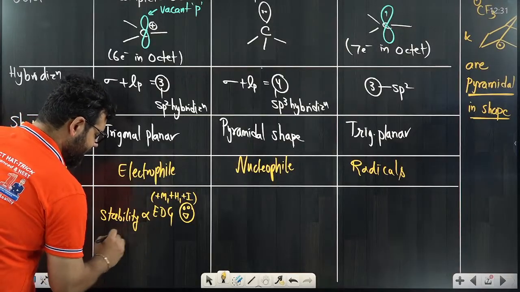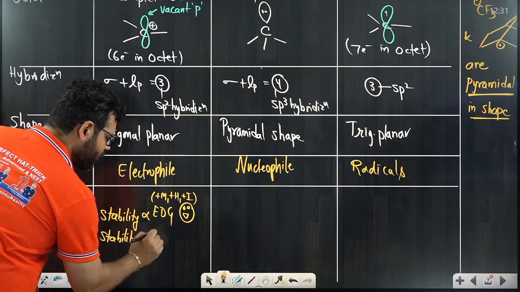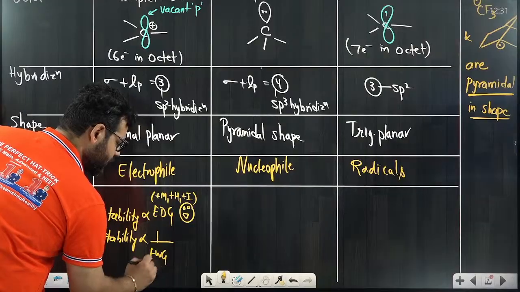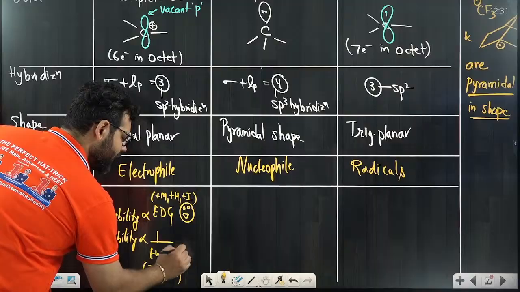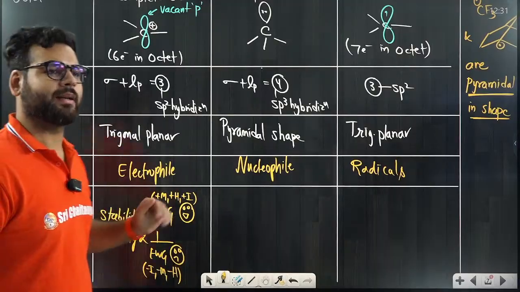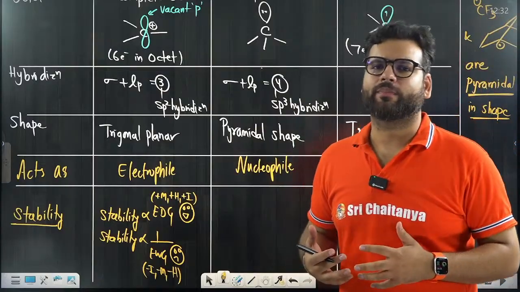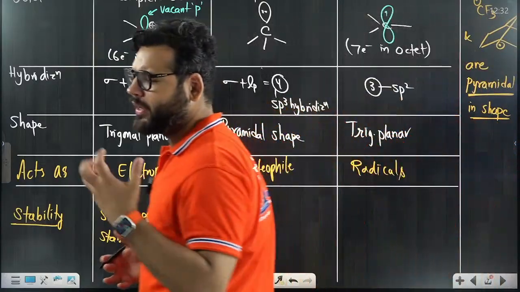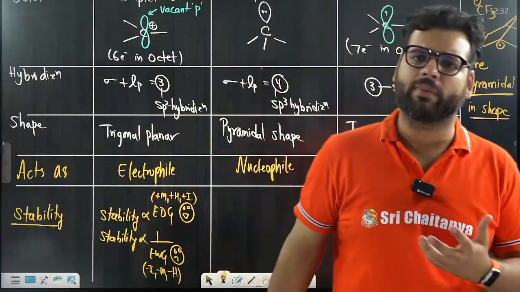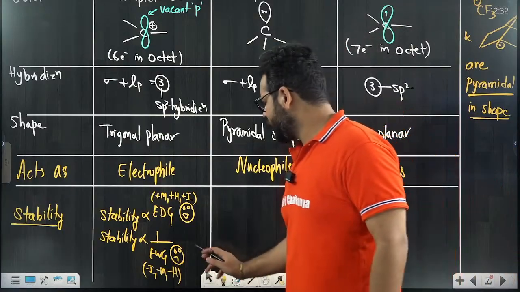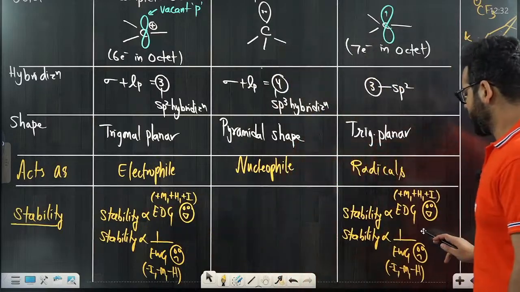And stability is inversely proportional to electron withdrawing groups. Those who pull the electron, EWG, we call them minus I, minus M, minus H. So electron withdrawing groups destabilize them. Plus I, plus M, plus H makes them happy. Minus I, minus M, minus H makes them unstable. Same for the radical, because radicals are also electron deficient.